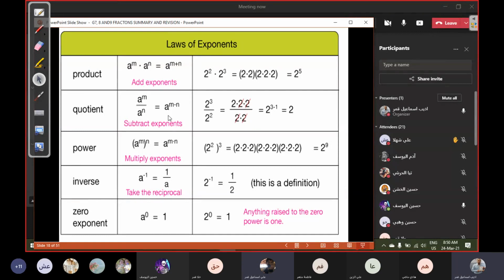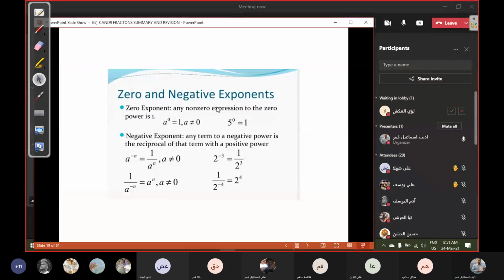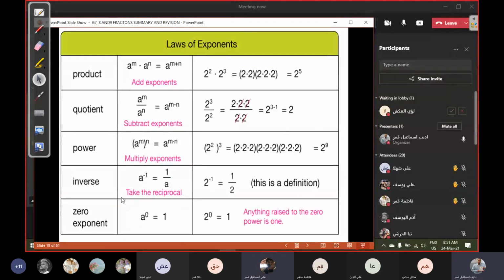Okay. So when we divide two powers of the same base and different exponents, we subtract the exponents. Like this example, a to the power m over a to the power n equals a to the power m minus n. Example, 2 to the power 3 over 2 to the power 2 is equal to 2 to the power 3 minus 1. There is a mistake here. Stay with me. Let me just correct it on the board.